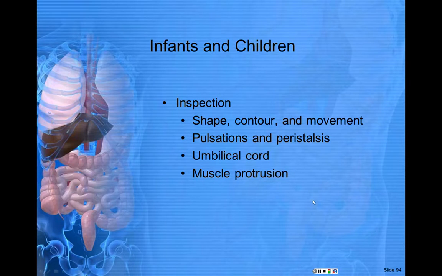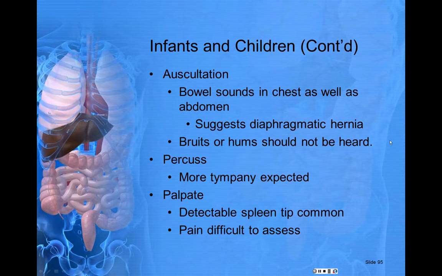Okay, let's talk about infants and children. Inspection: we want to look at the shape, contour, and movement of the abdomen, pulsations, peristalsis. In infants, newborns, we look at the umbilical cord. We look at muscle protrusion. Listen for bowel sounds in the chest as well as in the abdomen in infants and children. This can suggest diaphragmatic hernia.